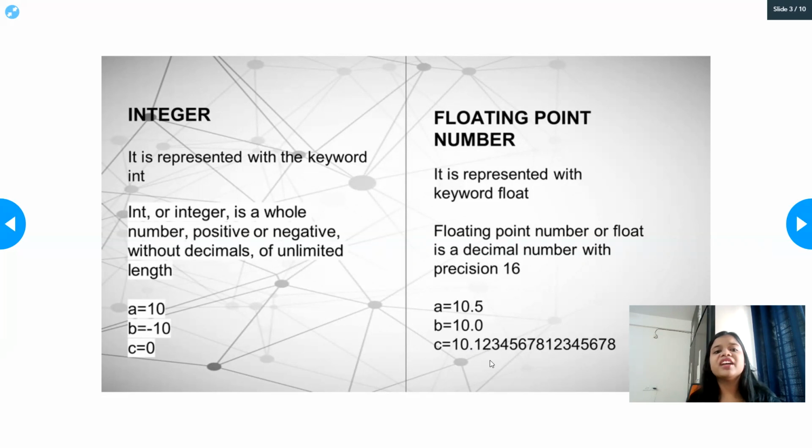So what happens if I give 17 or 18 digits after the point? Basically, when you give 17 or 18 digits after the point, only 16 digits will be stored and the rest, the 2 or 3 digits, won't be stored. Okay, so when you print that value again, you're going to get it till the 16th digit. Now you're not going to get the 17th and 18th digit. Okay, next.